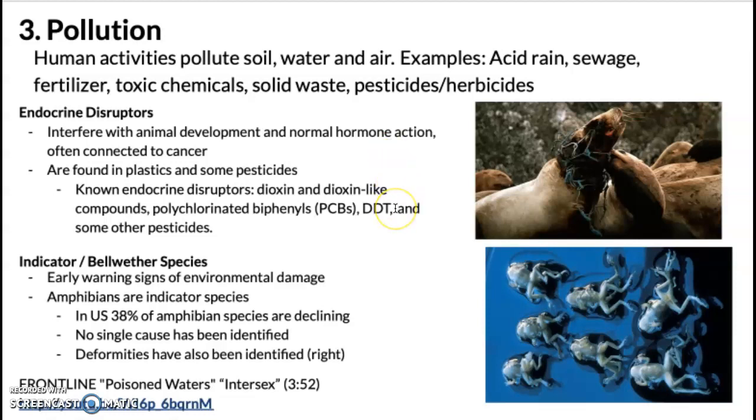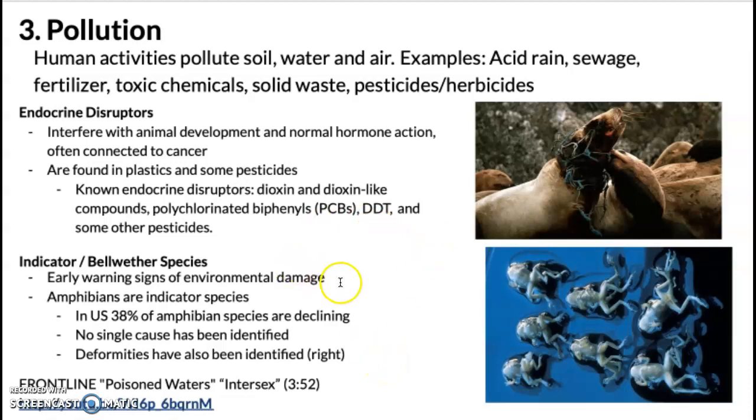The most famous, I guess you could say, disruptor is DDT. This is the substance that was in the book Silent Spring by Rachel Carson. It's now banned in the US, but it is still used in other countries. PCBs is another one. Often you'll see when you buy plastic, it will say PCB free if it is in fact PCB free. But all of these interact with our hormones, so they impact our reproduction and development.